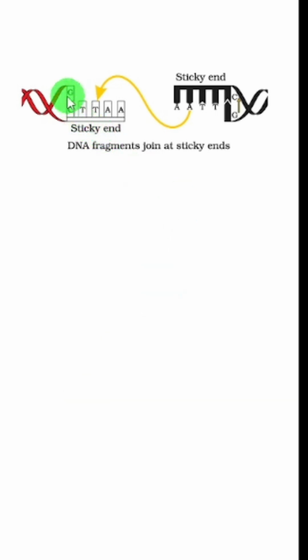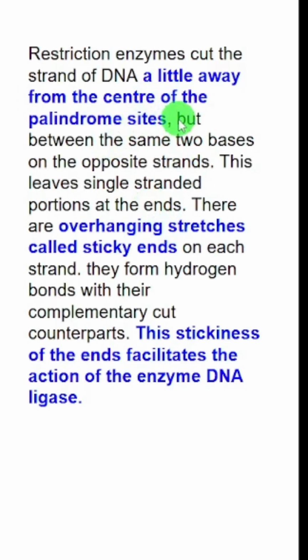So see, this is the example of the EcoRI restriction enzyme. The recognition site is GAATTC. It will break the sugar phosphate bond between guanine and adenine. So this is how it will generate the overhangs. These overhangs are called sticky ends. So these statements are very important. These are asked in statement-based questions.